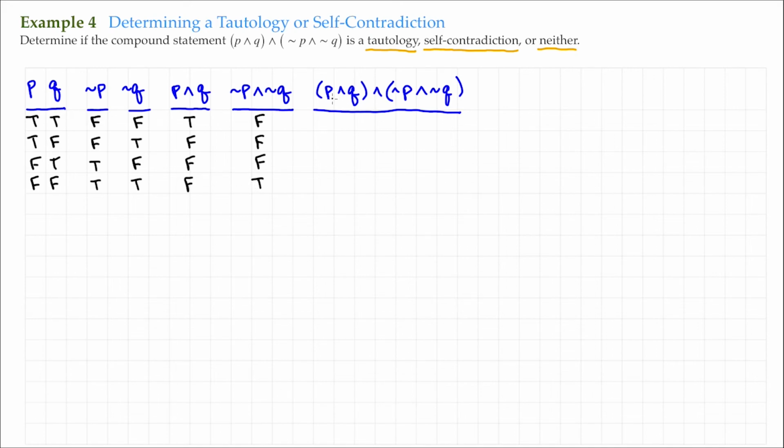So there are no true-trues, so all of this is false. Right? True, false, then it's got to be false. False, false, it's got to be false. False, false is false. And false, true is false. So since all the truth values of this compound statement are false, and they all have to be false, all of them, then this is a self-contradiction.